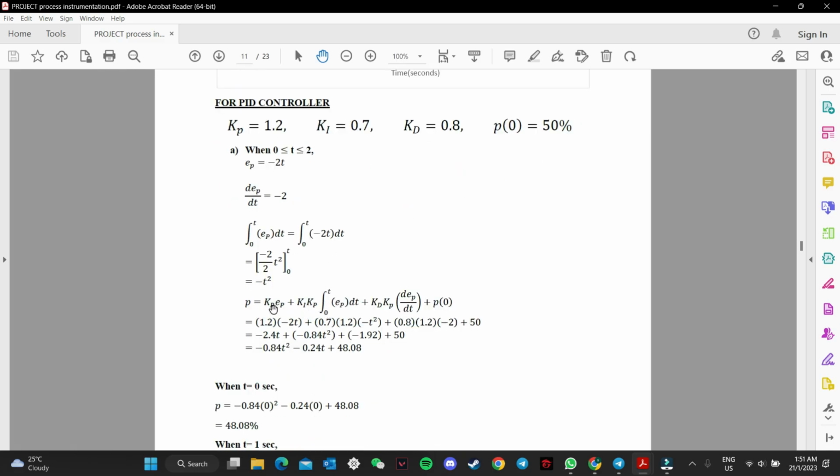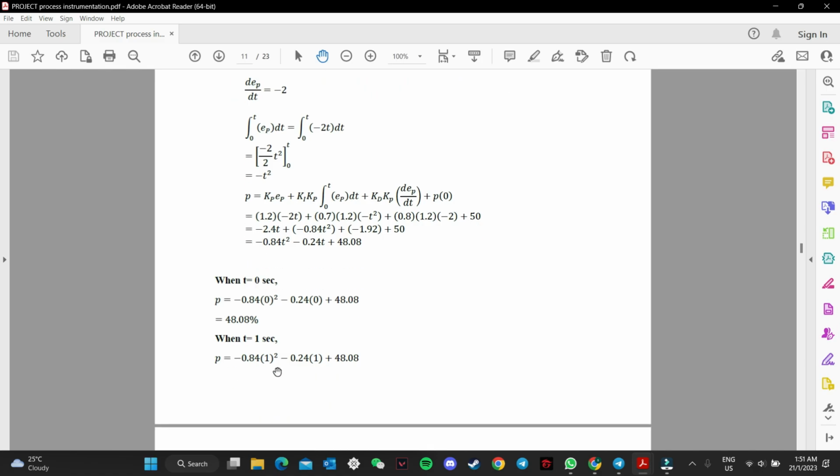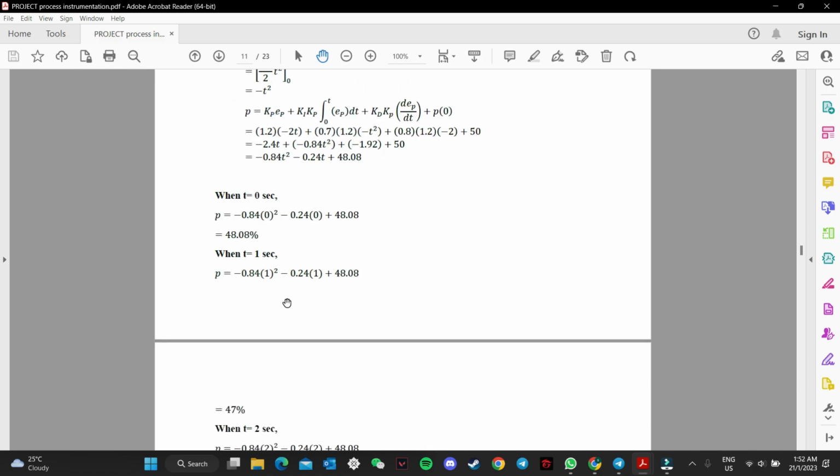After that, we just substitute all the information here inside the proportion equation. So we obtain negative 0.84 t power 2 minus 0.24 t plus 48.08. And also just substitute back the value of t from 0 until 2. So we obtain the proportion output at the specific time, second at the moment.